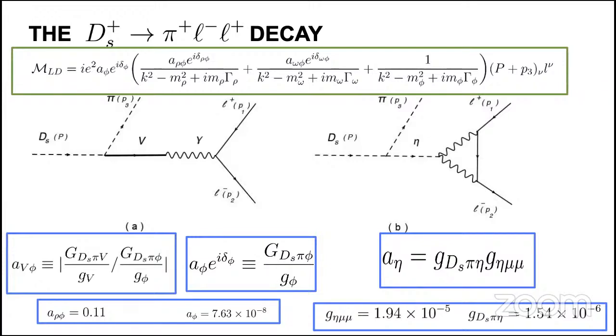On the other hand, the diagram with the intermediate eta meson is a loop, but we only consider a contact point in G eta mu mu, and this holds all the information. The coupling for this is in this expression. The corresponding coupling has this magnitude.